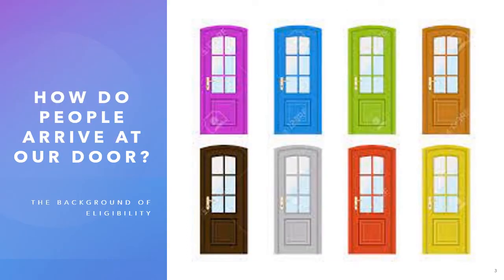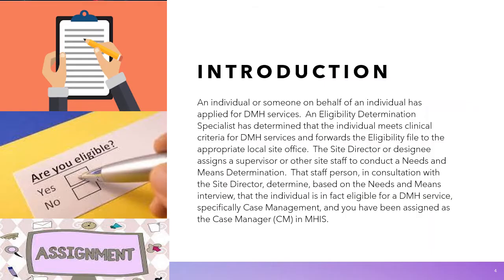How do people arrive at our door? An individual or someone on behalf of an individual has applied for Department of Mental Health Services. An eligibility determination specialist has determined that the individual meets clinical criteria for DMH services and forwards the eligibility file to the appropriate local site office.